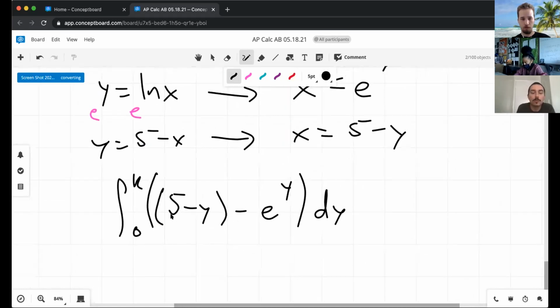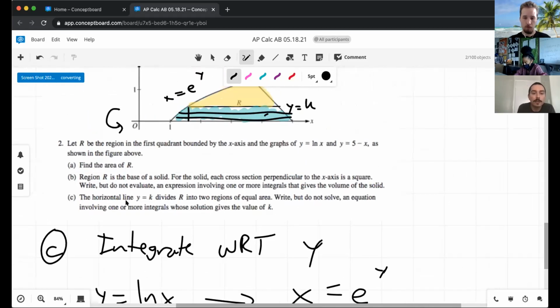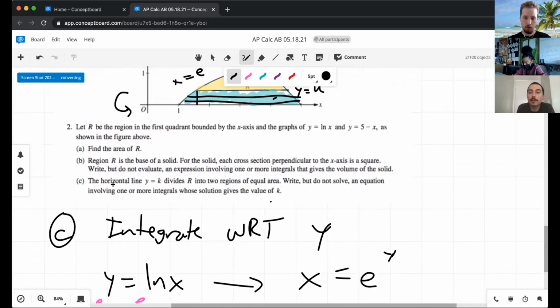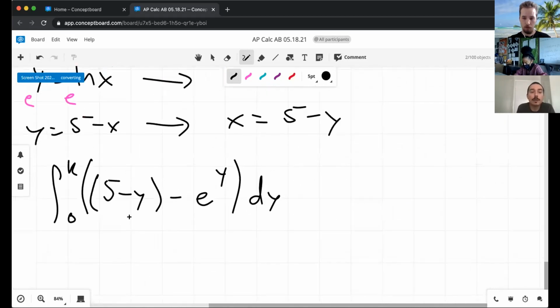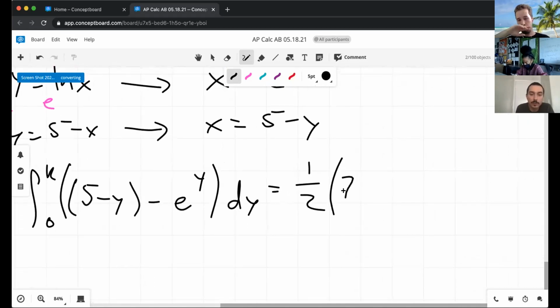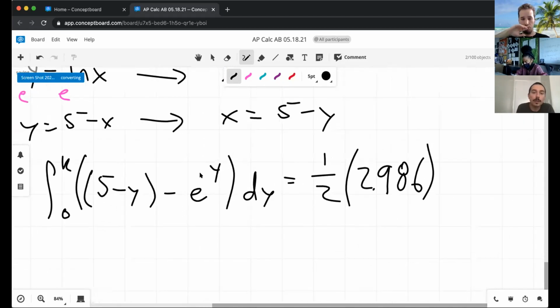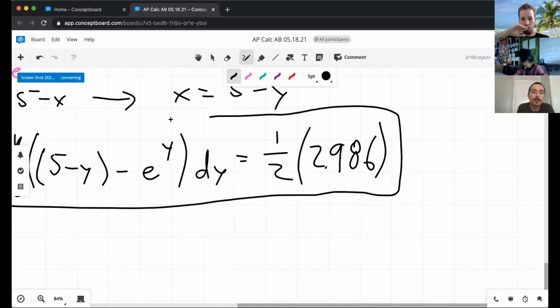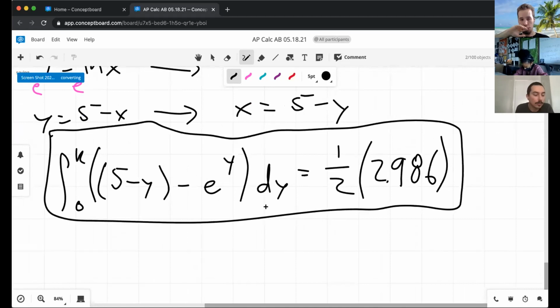So what is our goal again? Well, we want to find this horizontal line such that we split this region in half, right? But if you remember from the first part, we found the area of the region. So at this point, we can say, okay, this integral, we want it to be half of the area of the whole region, which we found in part A, which was 2.986. And this actually is your final answer, because we don't need to solve this.